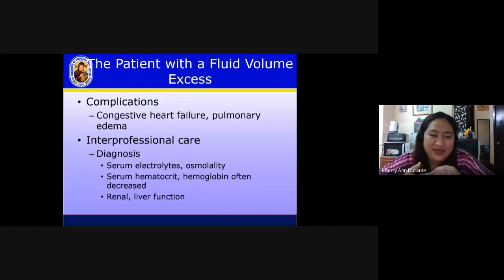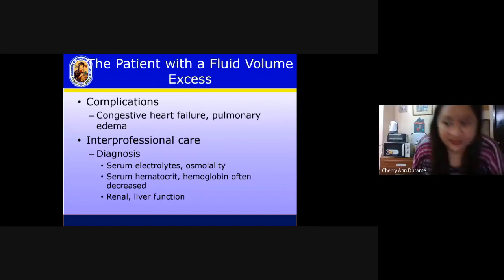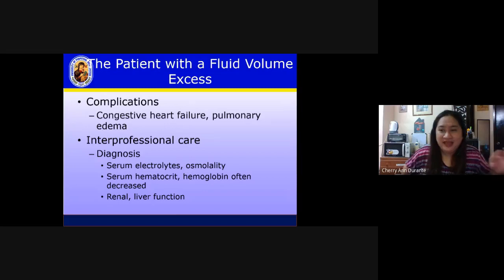Okay, next is diagnosis. How do we diagnose fluid volume excess? Serum osmolality. So, what happens when there is too much solvent? What do you think happens to the electrolytes? Decrease, yes. By virtue, it decreases, because there is too much diluent, your solvent.